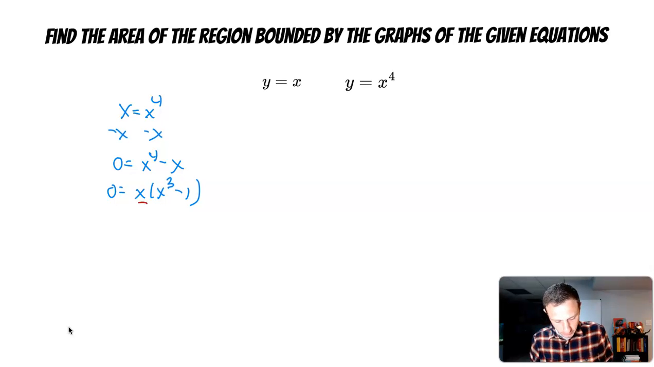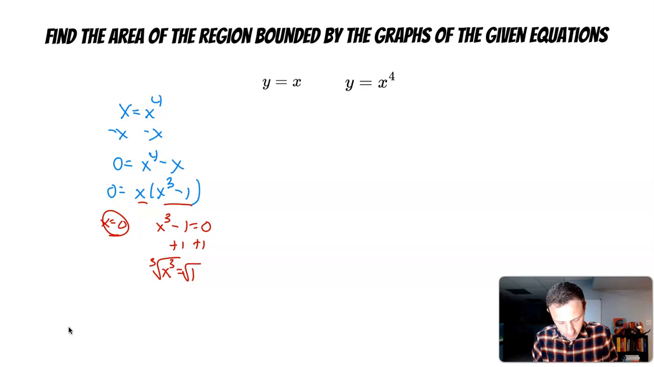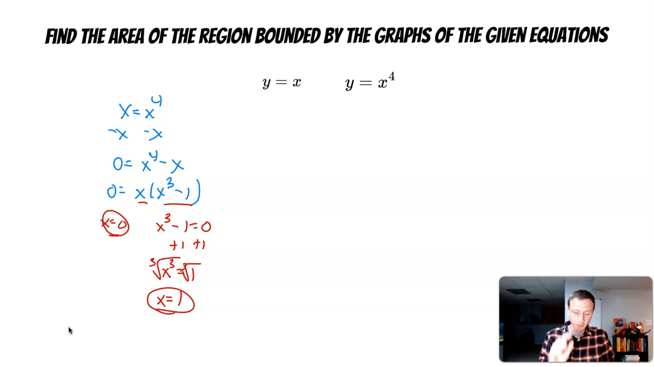So then you could say, well, this x is equal to 0, this factor is equal to 0, so we get x equal to 0. You could do a couple of different things with this x to the third minus 1. I'm just going to go the route of adding 1. You get x to the third equals 1. Then take the cube root of both sides, and you get x equals 1. You could do a difference of two cubes, and then you get x minus 1 times something else, and that x minus 1 would be the only thing that you could do anything with. So we know that these are going to intersect one another at 0 and 1.